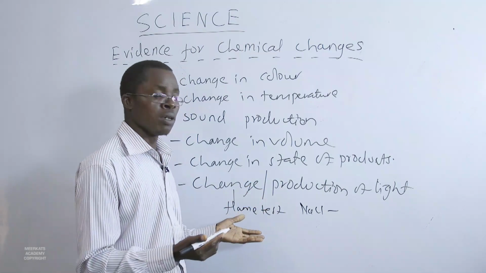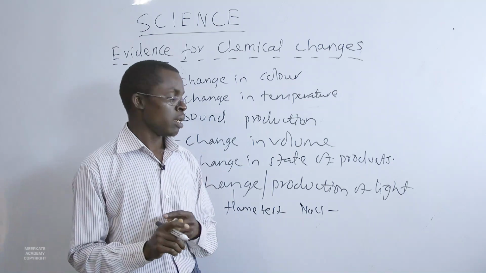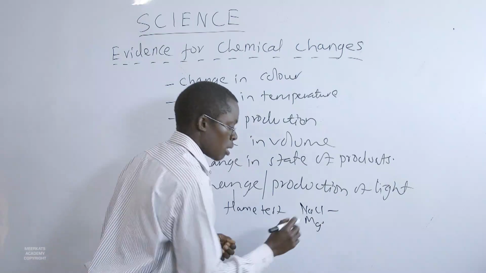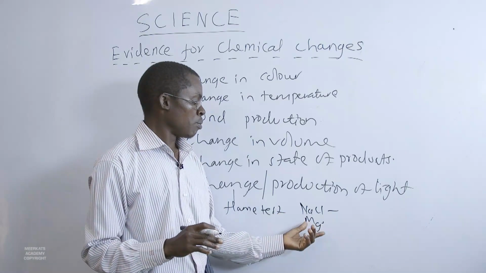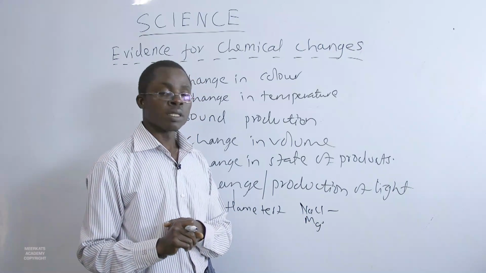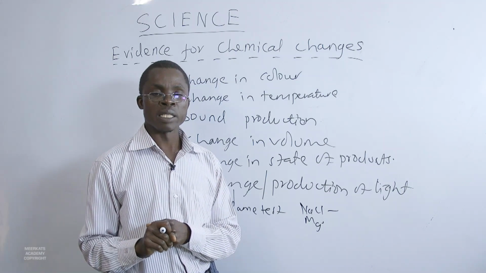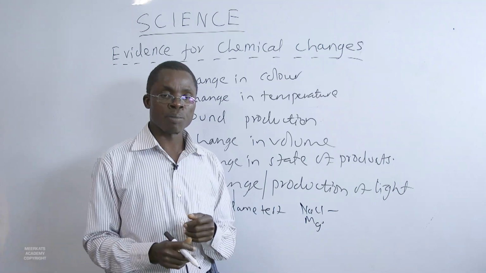If it is magnesium, you will see a bright white light. You can go in the lab and try to burn magnesium ribbon and see how it burns. When you burn magnesium ribbon, it will burn with a bright white light, just like the one produced when welding is taking place.